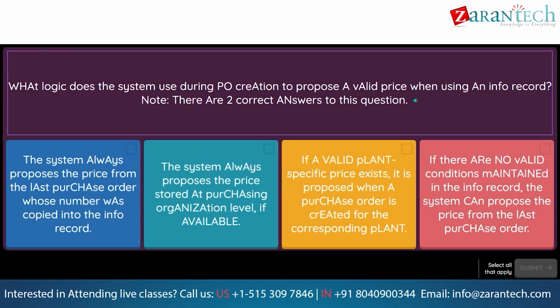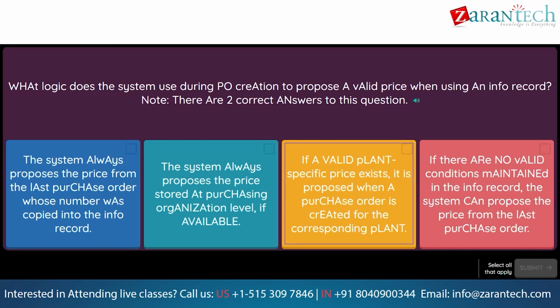Question: what logic does the system use during PO creation to propose a valid price when using an info record? Note, there are two correct answers to this question. Option 1 The system always proposes the price from the last purchase order whose number was copied into the info record. Option 2 The system always proposes the price stored at purchasing organization level, if available.